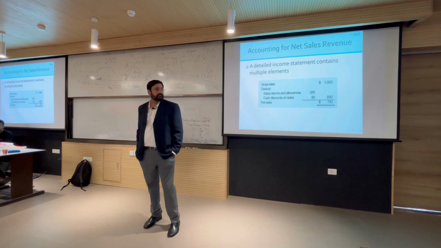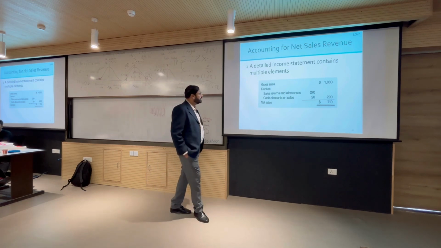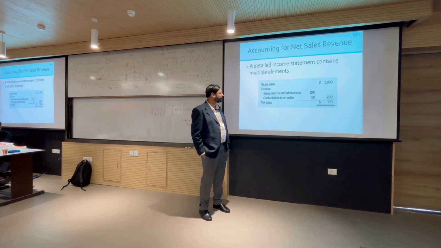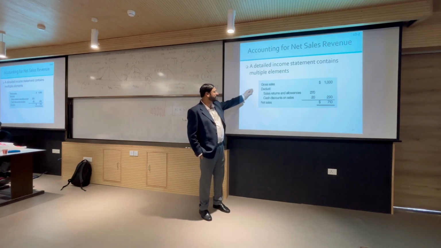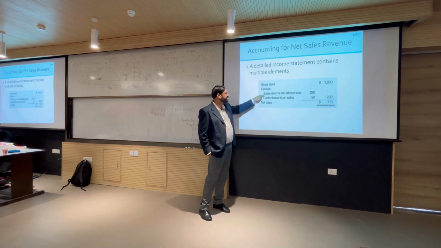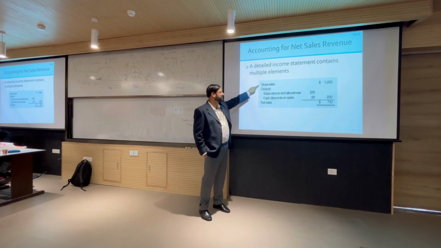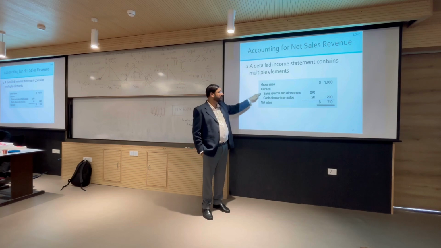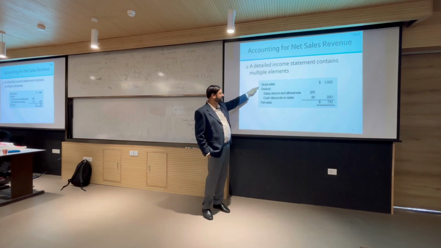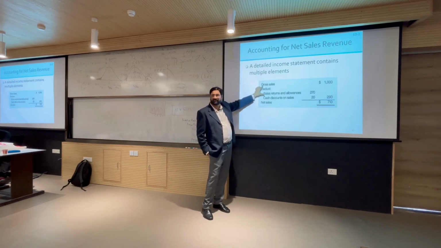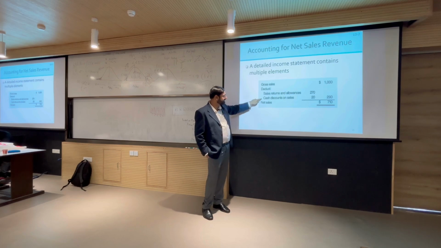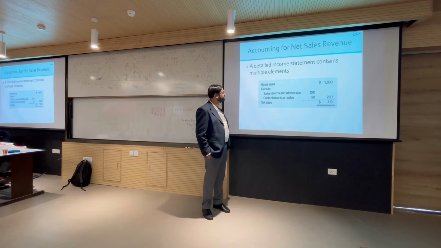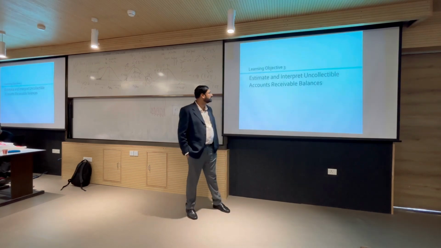Next, and this is simple. How do you show the gross sales and the net sales? Gross sales 1000, less sales returns and allowances. This is a contra account, right. Cash discount on sales is not a contra account. Sales returns and allowances is a contra account. This part is contra. You show it as a deduction, cash discount on sales, and the net sales is 710. Next.